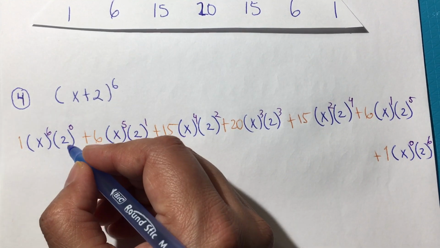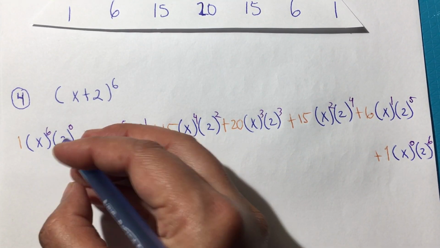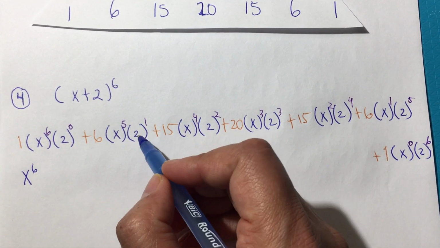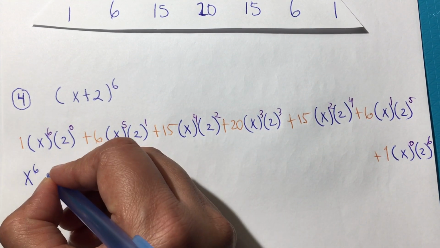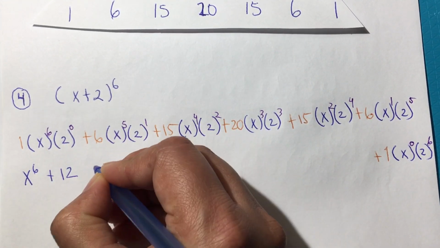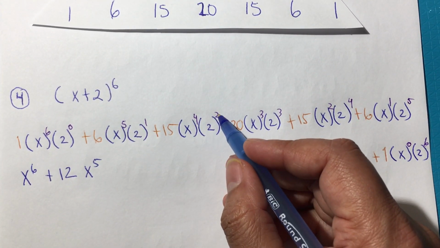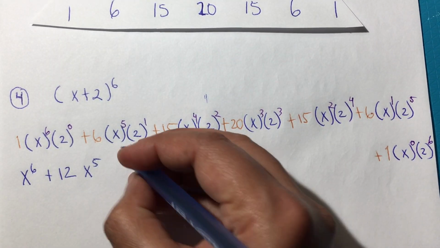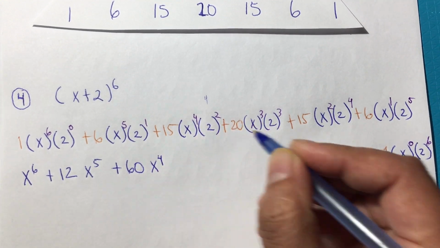We start multiplying, and so anything to the power of 0 is 1. 1 times 1 is 1. x to the 6th power. 2 to the 1st power is 2. Times 6 is 12. x to the 5th power. Then in here, 2 to the 2nd power is 4. 4 times 15 is 60. x to the fourth power.